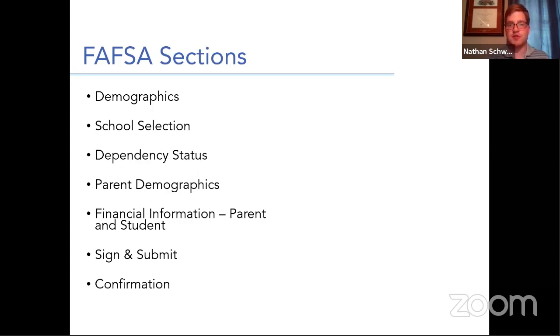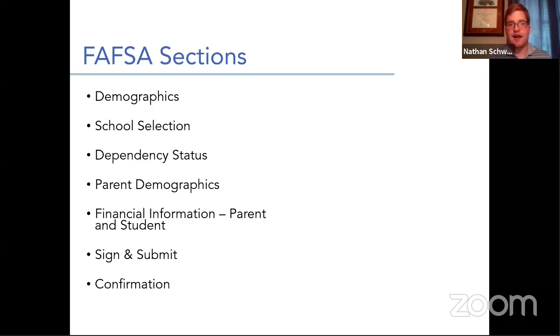Then students will complete the dependency status questions to determine whether or not they need to provide parental information. If they're an independent student, they'll then be directed straight to the student income information section. If the student qualifies as a dependent student, then they'll need to complete the parent demographic information, followed by the parent and student financial information.